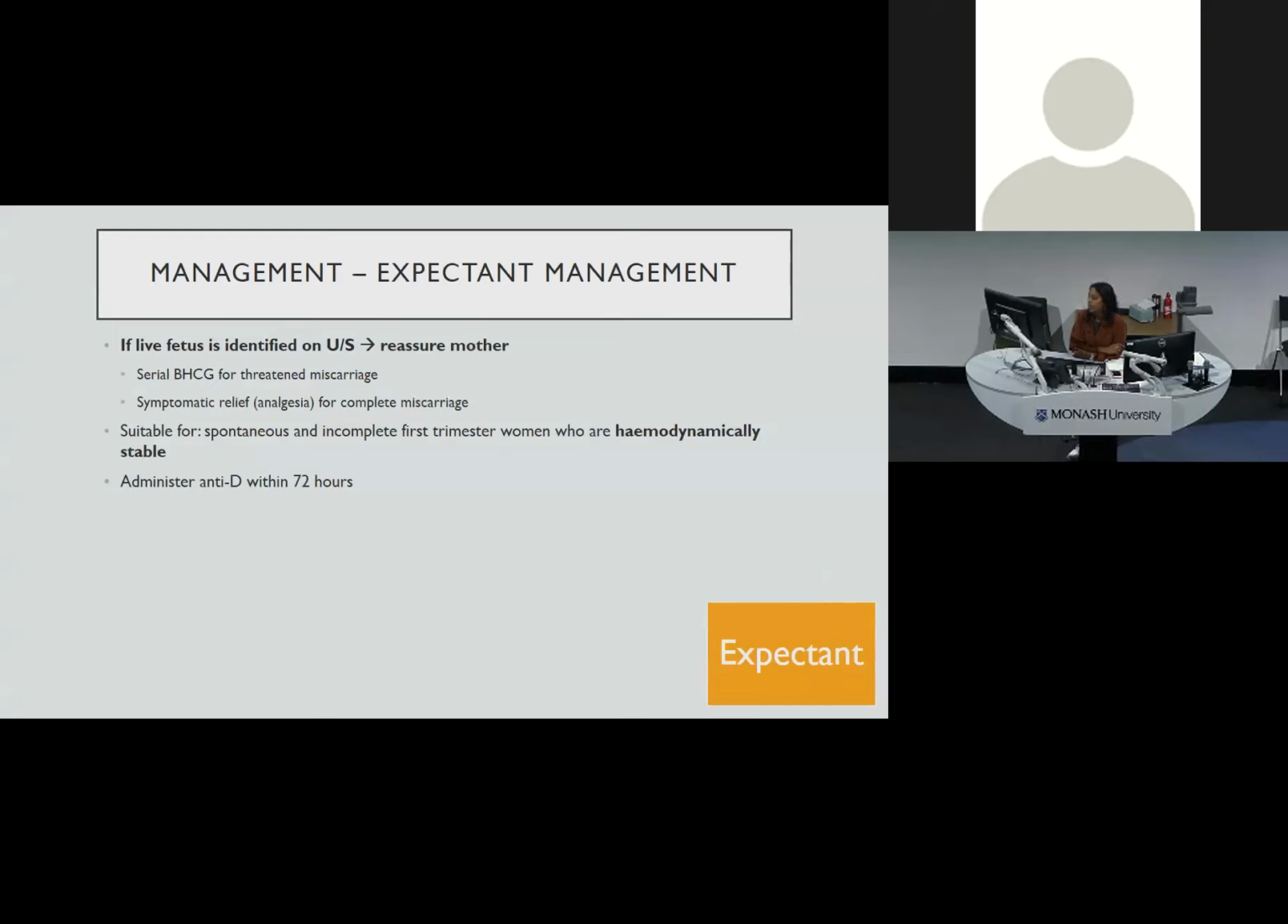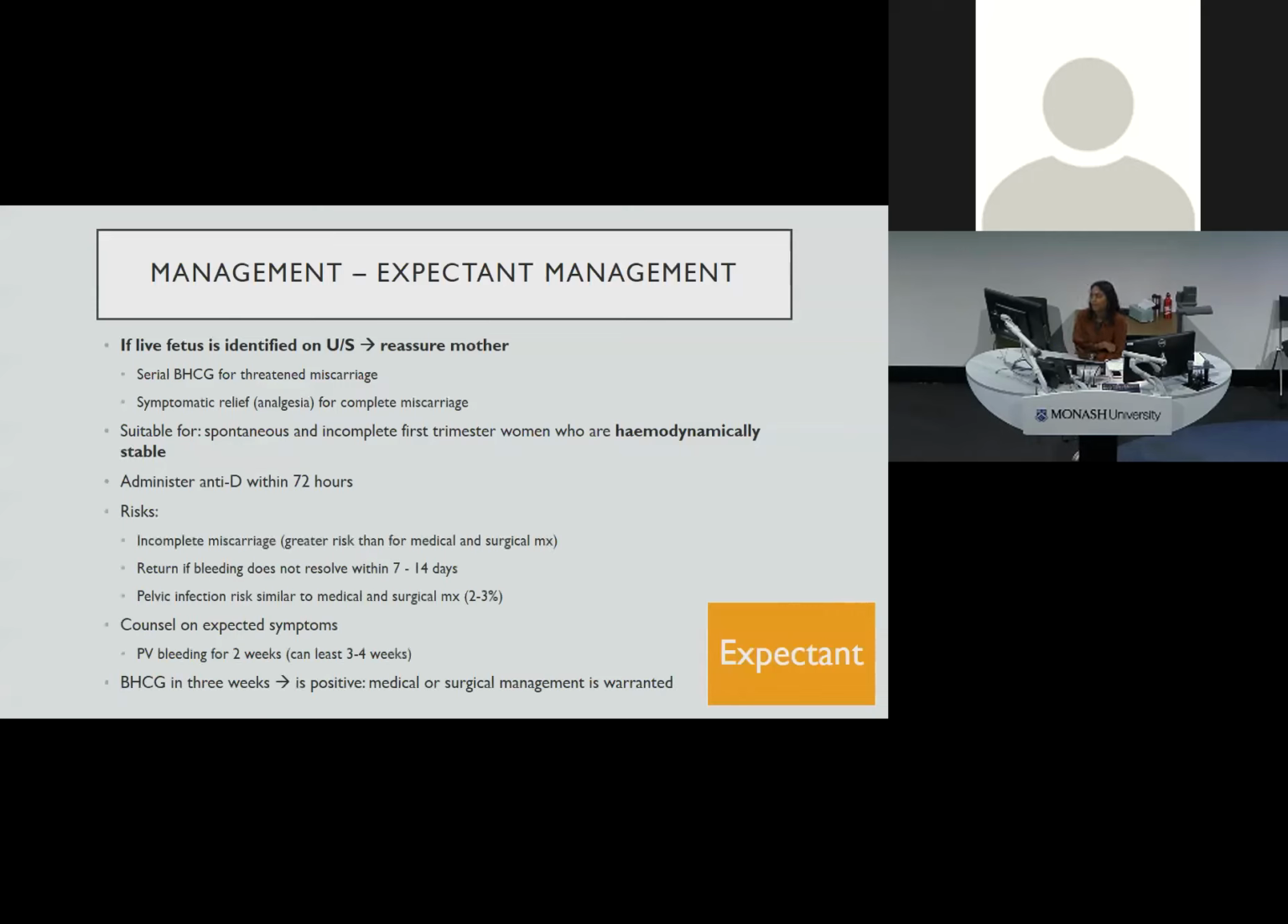For someone who has an incomplete miscarriage as well, you can consider doing expectant management. However, they may bleed for a week or so, so you do need to counsel about that. Again, analgesia for that pain. And for anyone who is rhesus negative, just give anti-D.